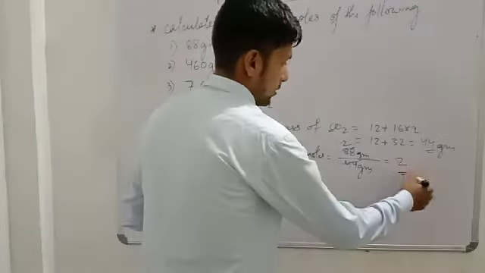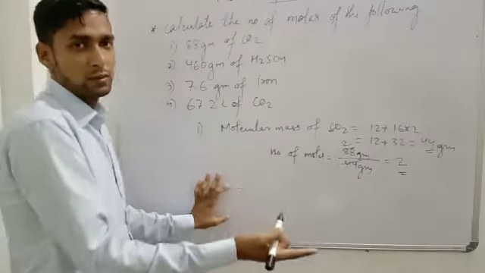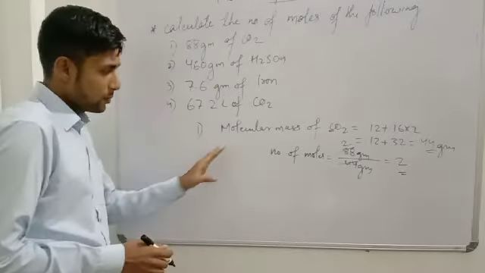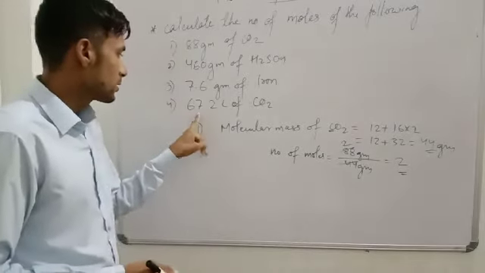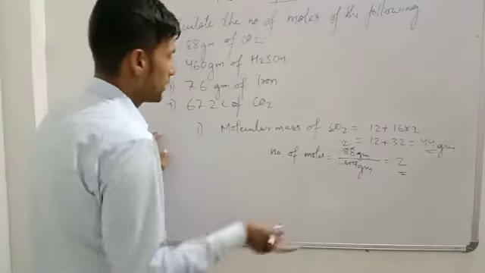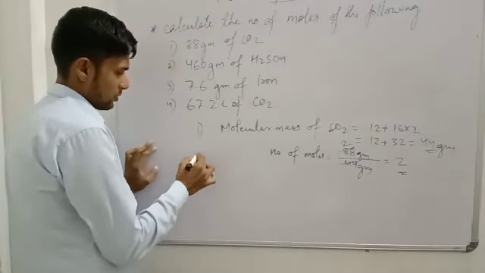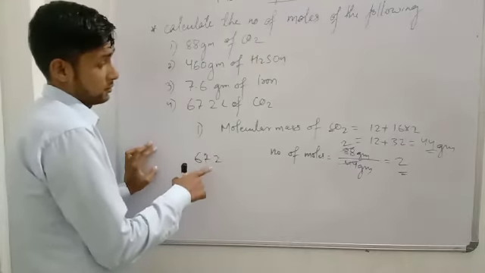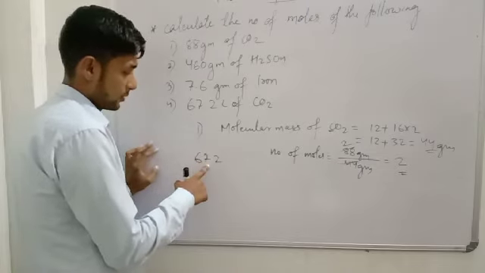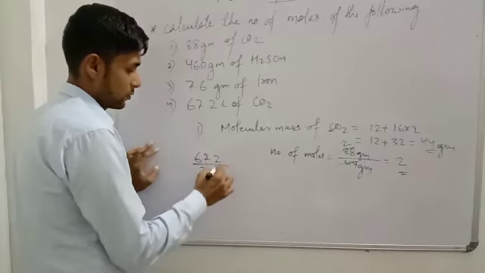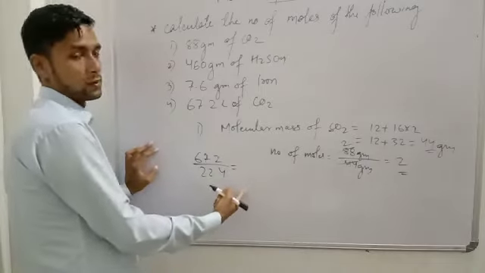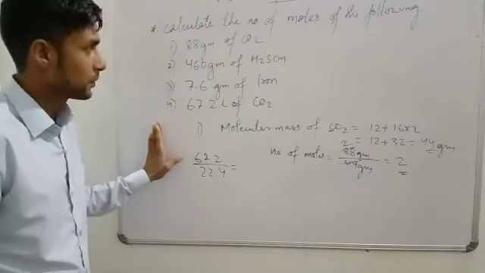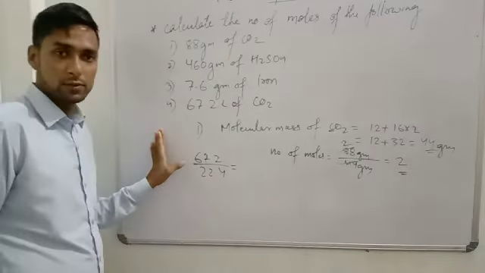Okay. And the number of particles present is 2 into 6.022 into 10 to the power 23. So remember this thing. So similarly you can do this. In this case 67.2 liter of CO2, what you will do is just write 67.2. This is the given volume at STP divided by 22.4. You will get the number of moles. Okay. Similarly, this is the same method you have to do here. Okay. Hope you have understood.